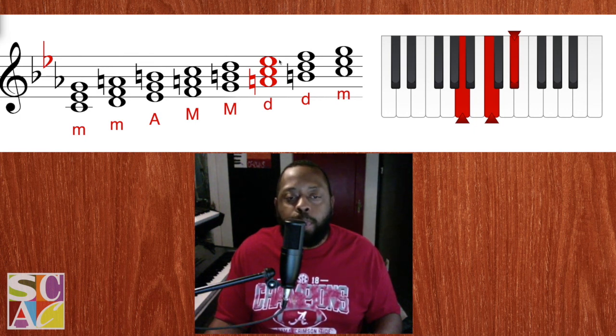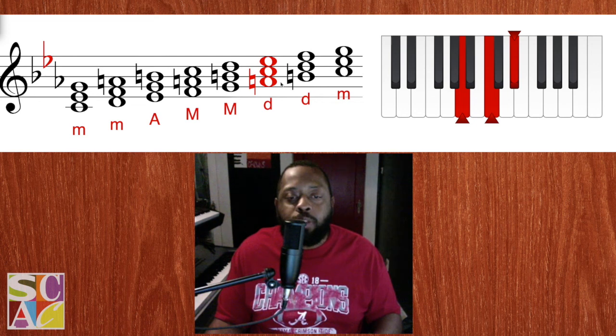Let's go to the keyboard and let's refresh ourselves on how to make this a diminished interval. From A to E natural is a perfect fifth, but we want to make this a diminished fifth. So we're going to lower this E a half step, and now from A to E flat is a diminished fifth. So let's go back to the triad.